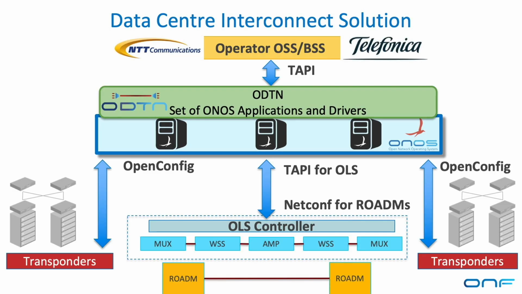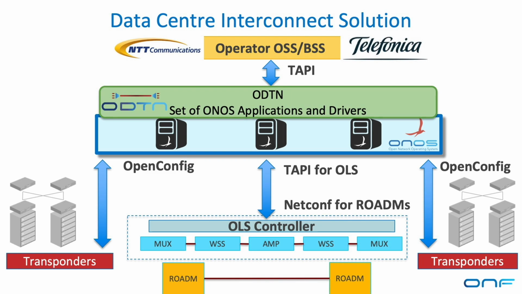The ODTN solution starts with ONOS in the middle that uses open APIs for any control of the network, meaning that it uses OpenConfig to the two transponders, which are in the two data centers, and then it uses the transport API from ONF for the line system controller, or OpenROADM for the ROADMs.